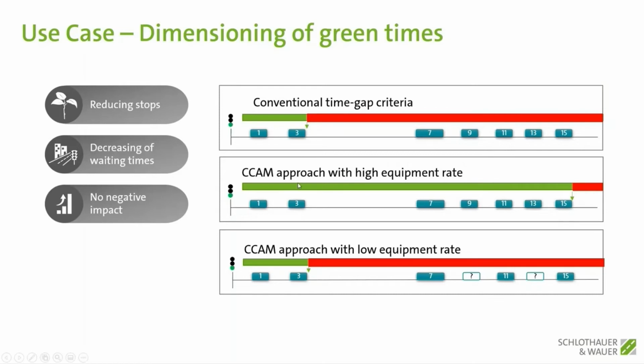So, if you have a high equipment rate and you can measure all the vehicles which are on that road here, you can do just a really easy computation. What you do here is the division of the time slot you have by the number of cars, and if the amount of time for one car is below a given number, like 2 or 3 seconds, you can decide just to increase your green or decrease your green.